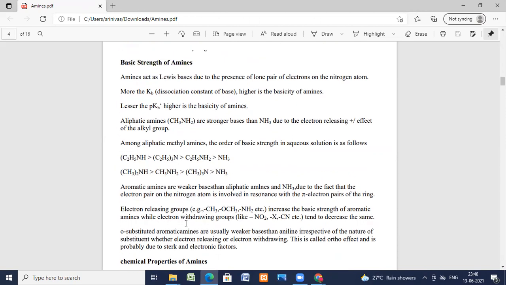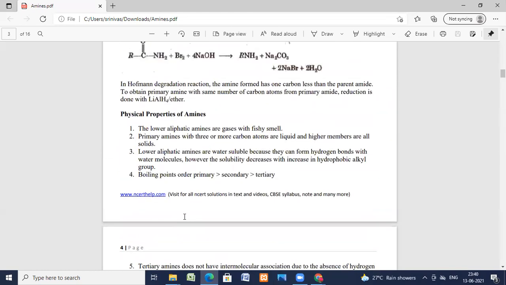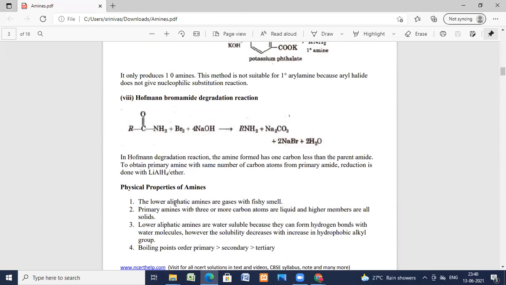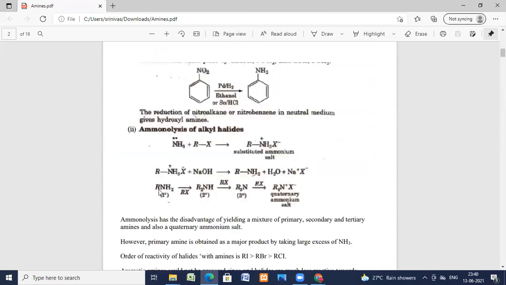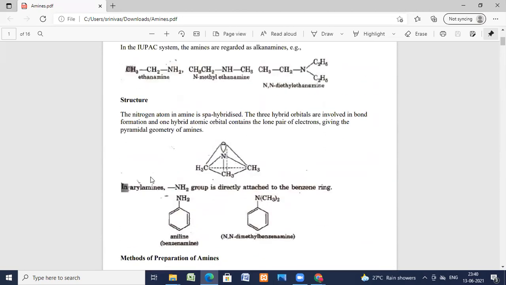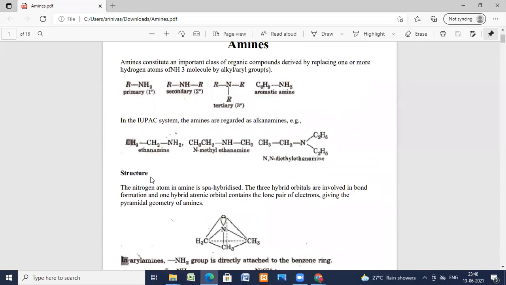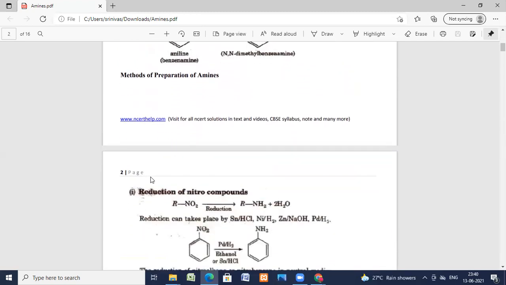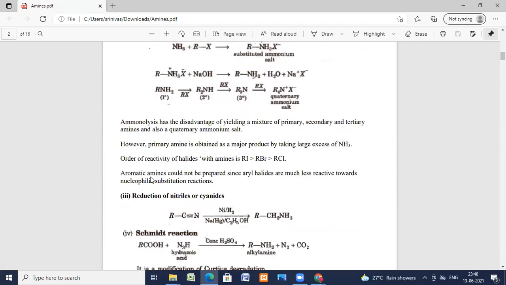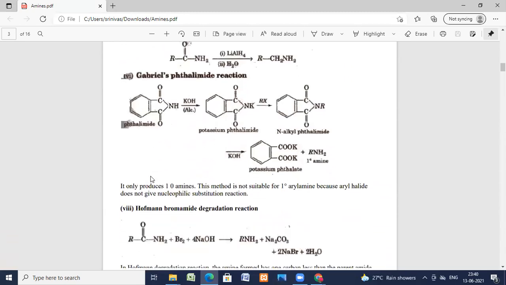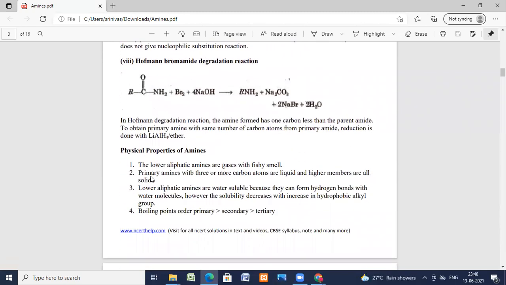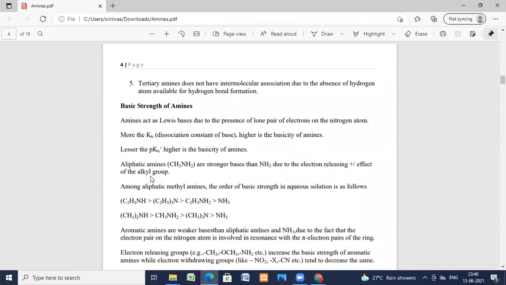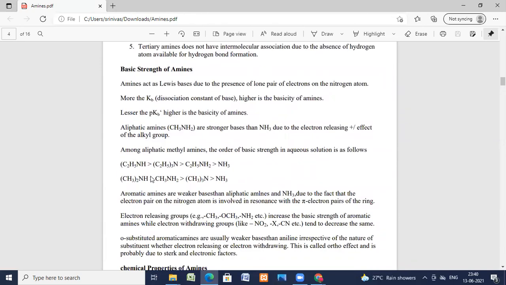So these are the physical properties of the amines. Today's class, what we have discussed is about the amines: nomenclature, structure, preparations in different ways, and physical properties of the amines. So next class, I'm going to discuss the chemical properties of the amines.